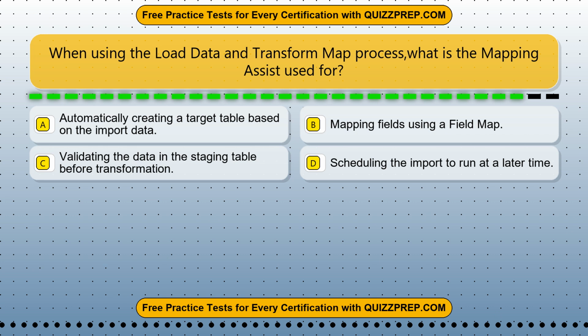Question 55. When using the load data and transform map process, what is the mapping assist used for? Option A, automatically creating a target table based on the import data. Option B, mapping fields using a field map. Option C, validating the data in the staging table before transformation. Option D, scheduling the import to run at a later time.